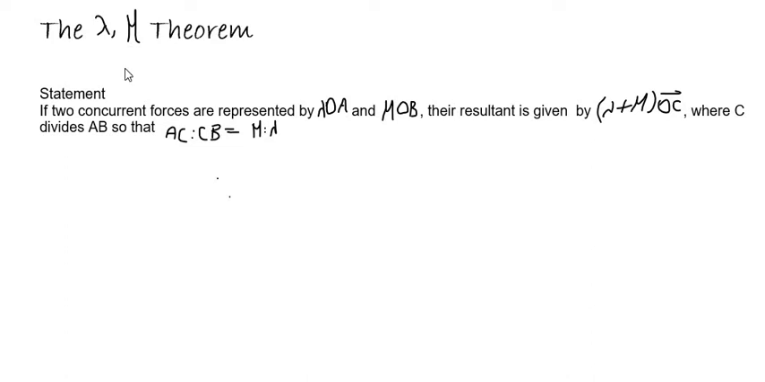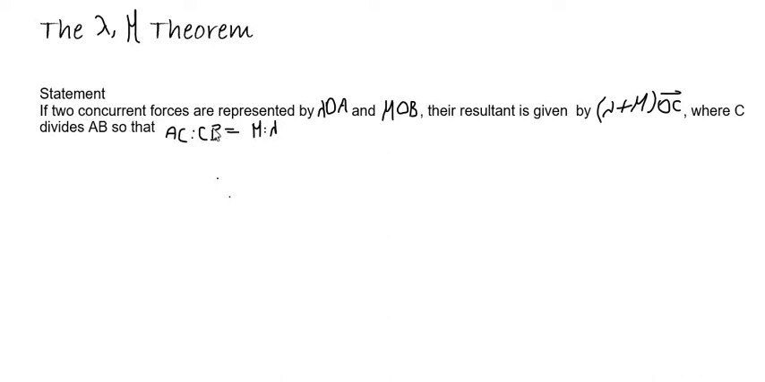Hi guys, here we are going to discuss the most important theorem of mechanics, which is the lambda mu theorem. Basically it tells us about the resultant of two concurrent forces. If there are two concurrent forces acting on a certain point, then their resultant can be found out by a certain rule, and that rule is the lambda mu theorem.